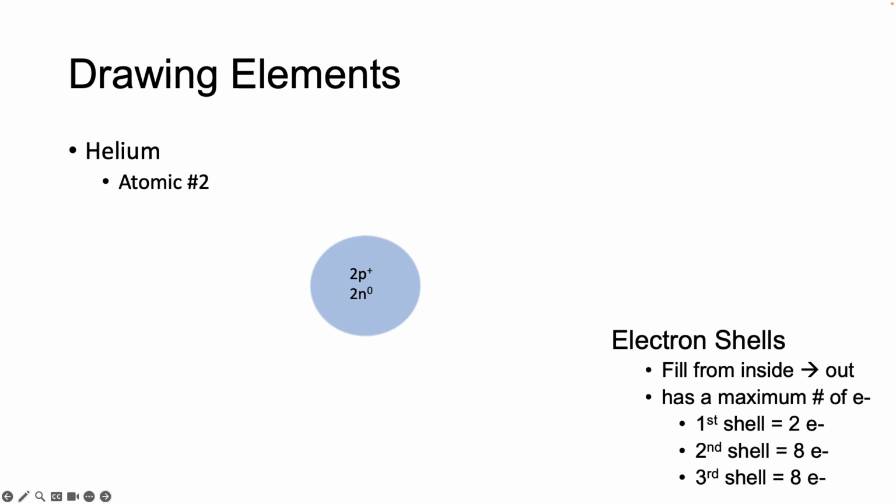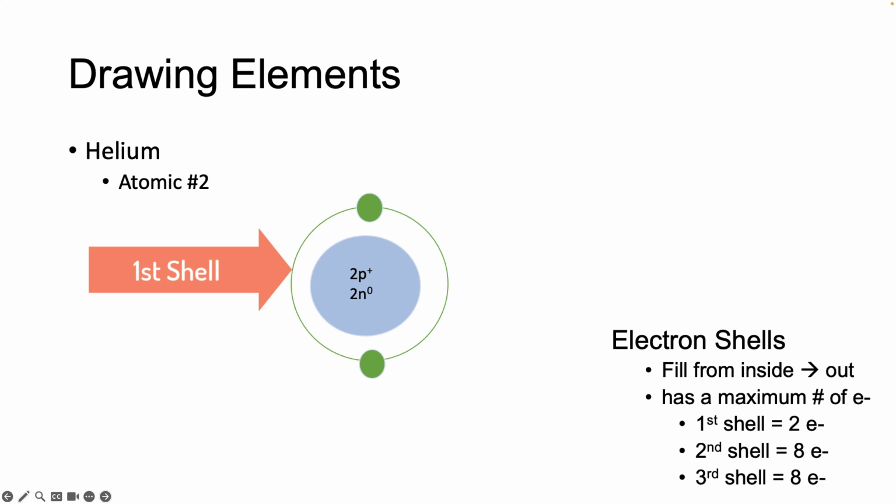And remember the number of protons equals the number of electrons in a neutral atom. So if we have 2 protons, we're going to have 2 electrons. So let's go ahead and draw our first shell, and we're going to put our 2 electrons into that shell. Now, if we had more electrons, we would have to go to another shell, but since we don't, the first shell is all we need to draw.